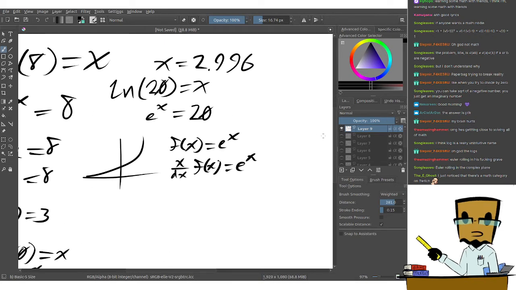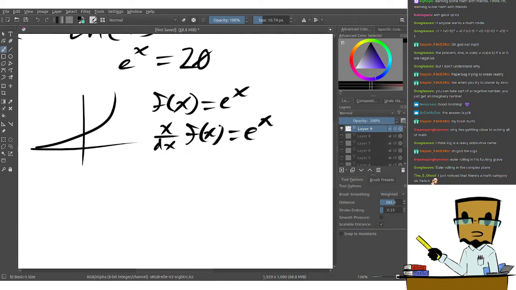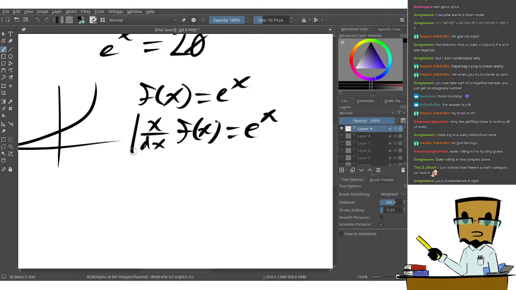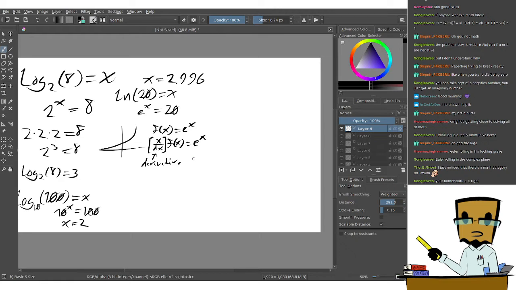But anyways, derivative of e to the x. There we go. Okay, yeah, I was correct. I think I did mess up the nomenclature here. Oh, did I get it correct? Oh, I did get it right. Okay, it is d over dx. This right here means a derivative. Okay, I was right.